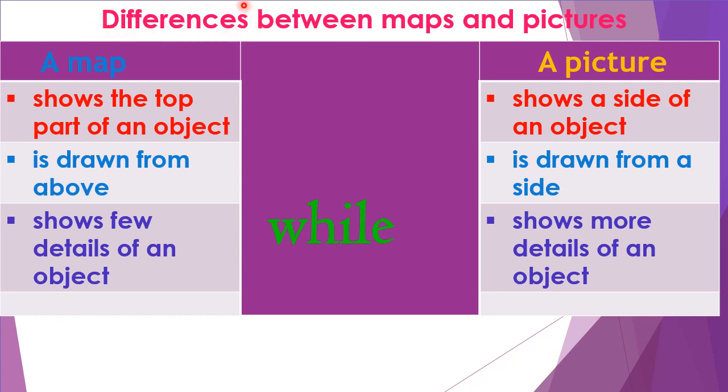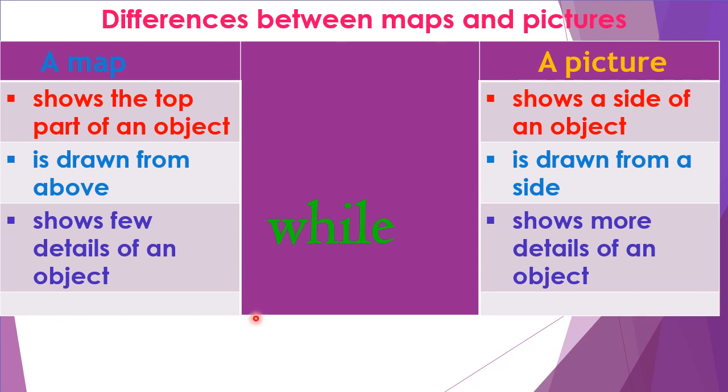How are maps and pictures not the same? What makes a map different from a picture? They have told us that a map shows the top part of an object, while a picture shows a side of an object. Hope you're following.